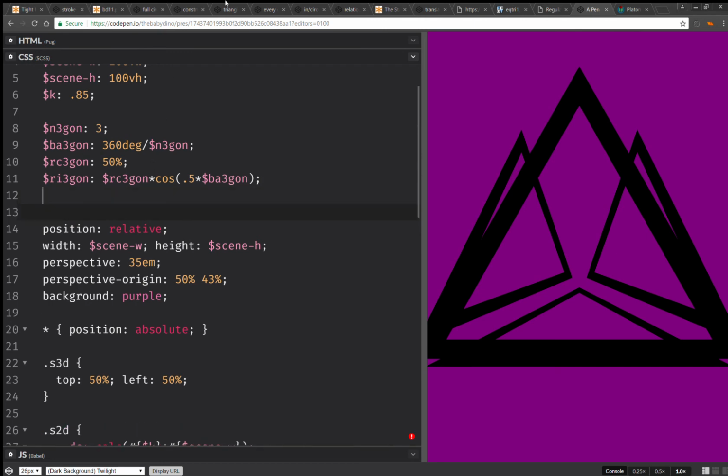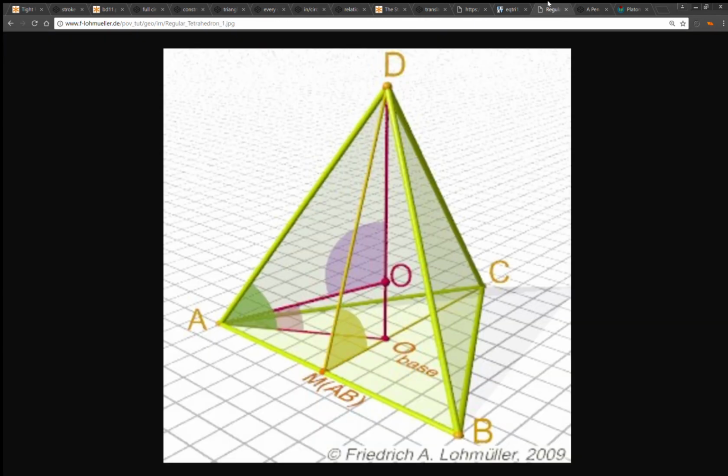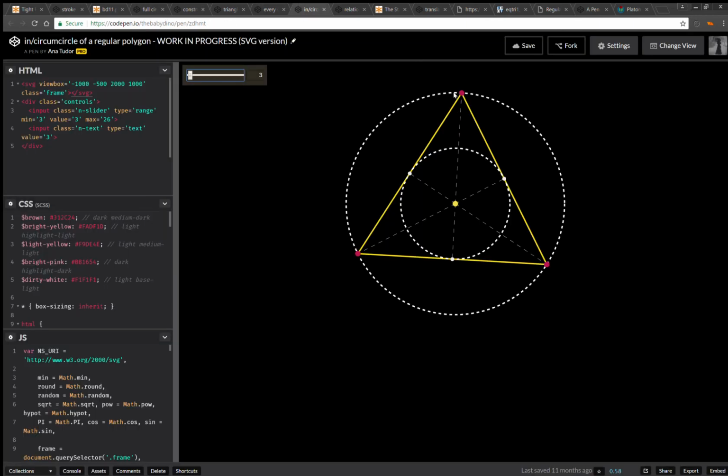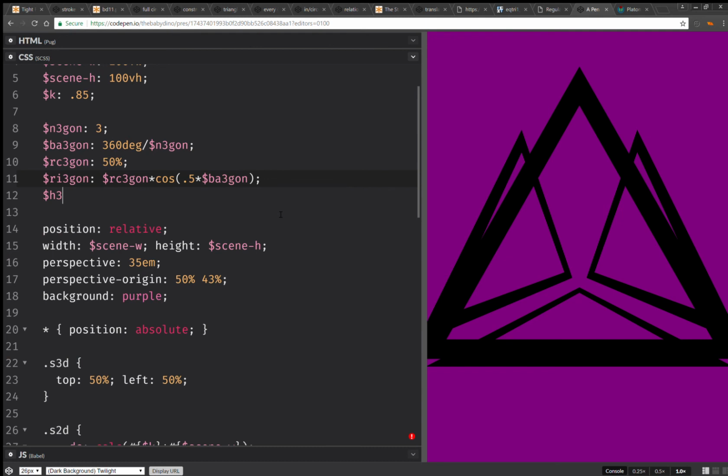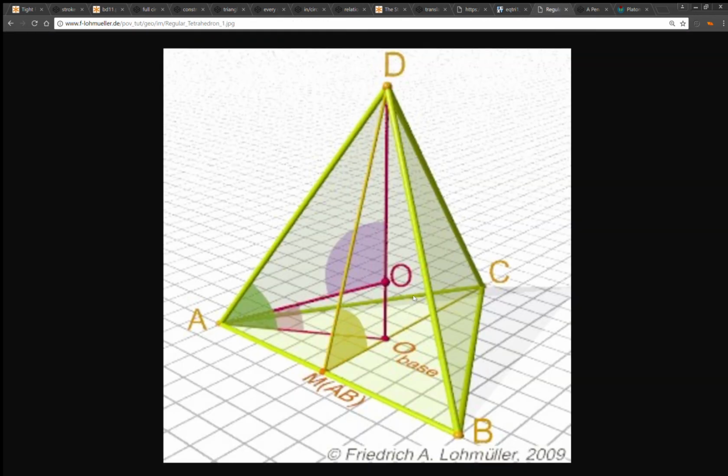Now we need to compute the height of the triangle, because in this triangle DMO base, DM is the height of the DAB triangle. In this sort of regular triangle, the height is the circumradius plus the inradius. So this is my height. So the height in this triangle is the inradius plus the circumradius. Okay, now in this right triangle DO base M, we know the hypotenuse DM and the O base M segment.